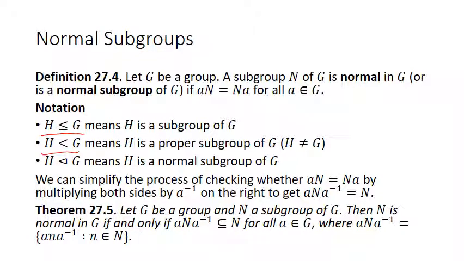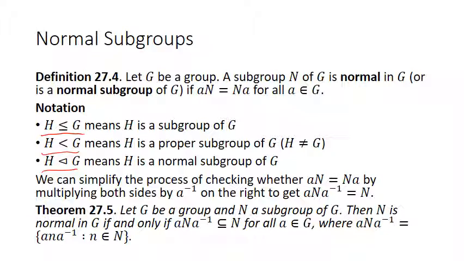So by proper, it means it's a subgroup and it's not equal to G. And then finally, that brings us, hopefully this notation then looks a little less strange in context. It's H and then the little triangle G. That means H is a normal subgroup of G.